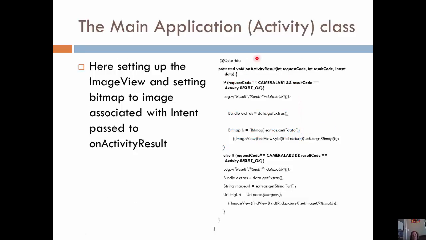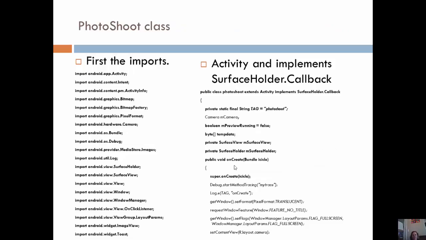And here's our onActivityResult, which, depending on whether the results are okay, is going to get back the bitmap and associate it with the image view to display the picture taken. And here's the PhotoShoot class. It extends Activity and is also a SurfaceHolder callback. So this has the onCreate method in here.